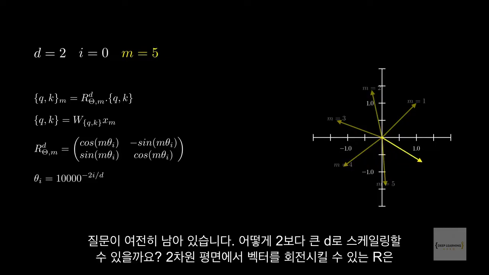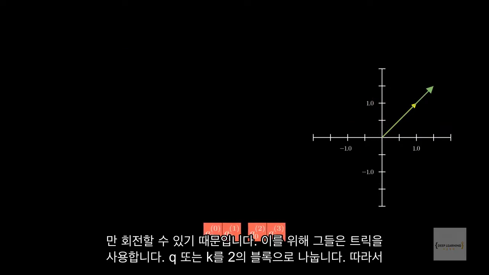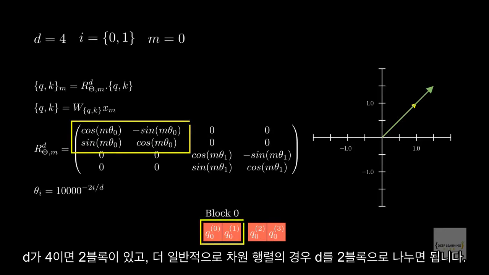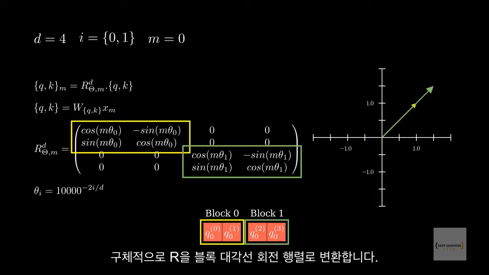But one question still remains. How does it scale to d greater than 2? Since we have an R that can only rotate a vector on a 2D plane. For this, they use a trick. They break Q or K into blocks of 2. So for d equals 4, we have 2 blocks, and more generally, for a d-dimensional matrix, you'd have d divided by 2 blocks. Then we can repeat the same operations we did for d equals 2 for each block independently.